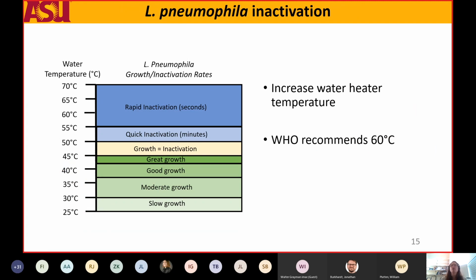We were able to look in the literature and look at various temperature windows and derive kinetic rates for growth or inactivation, depending on the particular temperature in the system at that point. And we were able to apply these kinetic rates at each time step throughout the model.